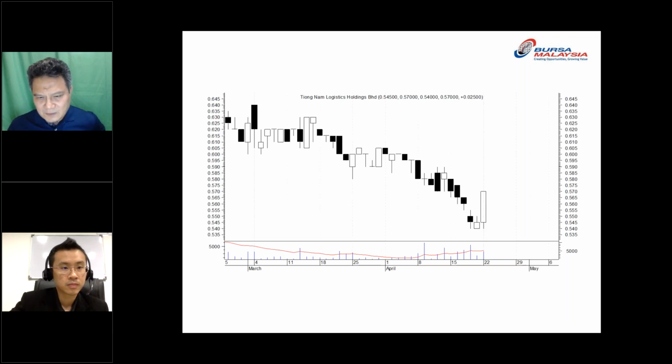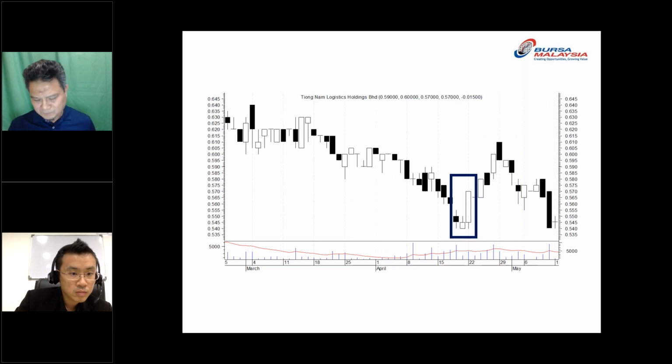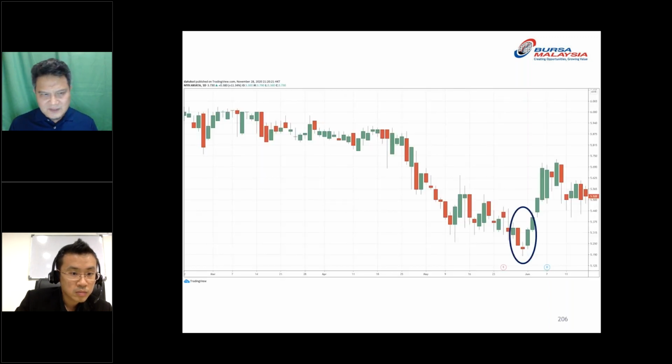So you can see that the white candle is very strong. You see, and it's with the volume, and you can see after that the price moves up. Okay, this is what we call a morning star. So this is a morning star. As you can see, there is another example here.